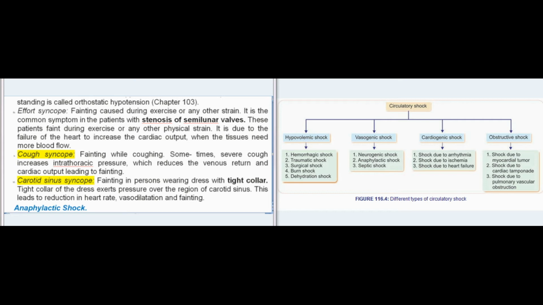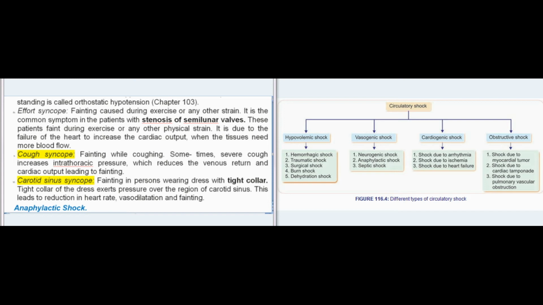Effort syncope, fainting caused during exercise or any other strain. It is the common symptom in the patients with stenosis of semilunar valves. These patients faint during exercise or any other physical strain. It is due to the failure of the heart to increase the cardiac output, when the tissues need more blood flow. Cough syncope, fainting while coughing. Sometimes, severe cough increases intrathoracic pressure, which reduces the venous return and cardiac output leading to fainting.